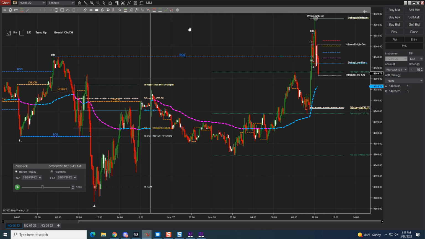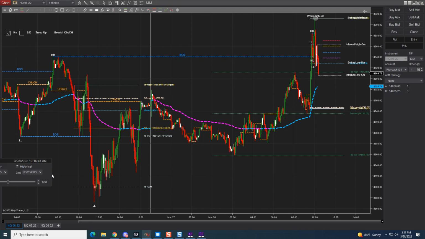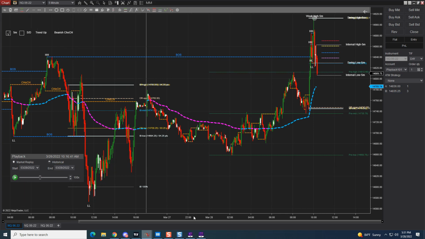So here, let's just review it as we would. So this is the June NQ, same setup here. I've got my toolbar. I have the initial balance indicator. So here's my playback. It's now 10:16 a.m. Monday morning. Now, a couple of things to note here right off the bat.